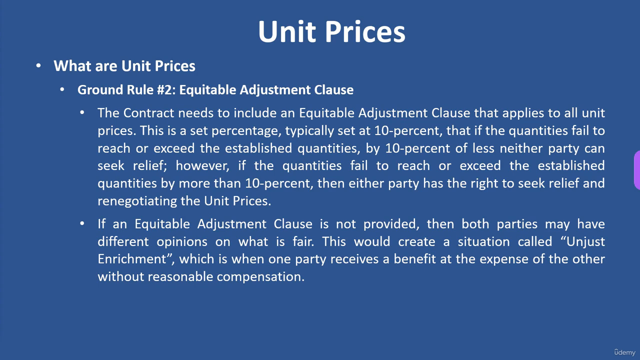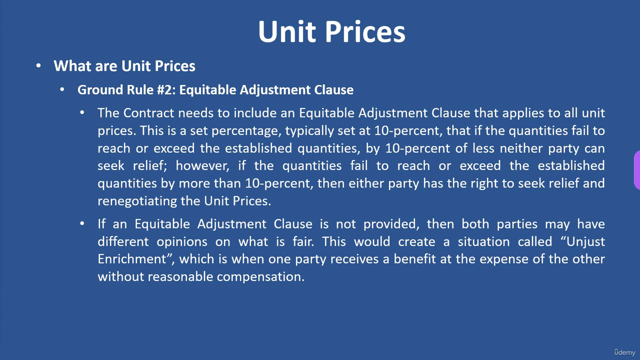Conversely, the other way, if all of a sudden that 500 turned into 100, well, now the contractor's losing money because he would have charged you more per yard. So he's losing money. So that's the reason why, if it's plus or minus 10% or less, you just kind of agree to agree. If it goes over that, then you have the right to renegotiate the unit price.